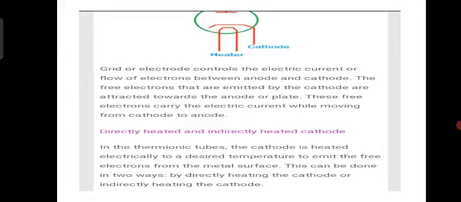Coming to the detailed explanation of the circuit diagram, the grid controls the electric current, or flow of electrons, between anode and cathode. The free electrons emitted by the cathode are attracted towards the anode or plate. These free electrons carry the electric current while moving from cathode to anode. This depends on whether the cathode is directly heated or indirectly heated. In thermionic tubes, the cathode is heated electrically to a desired temperature to emit free electrons from the metal surface. This can be done in two ways, by directly heating the cathode or indirectly heating the cathode.